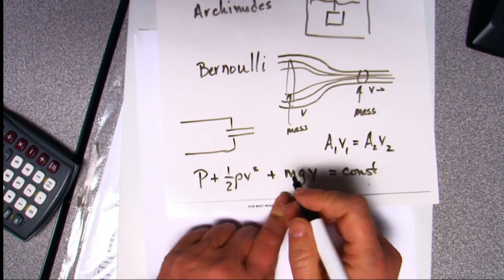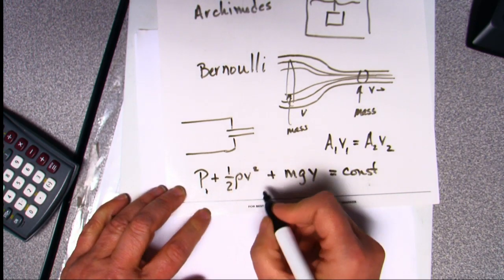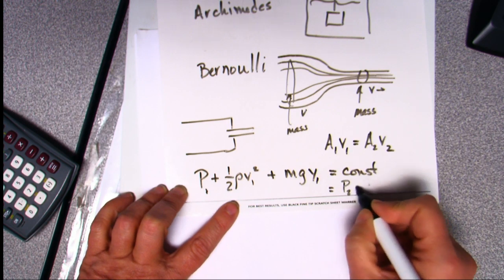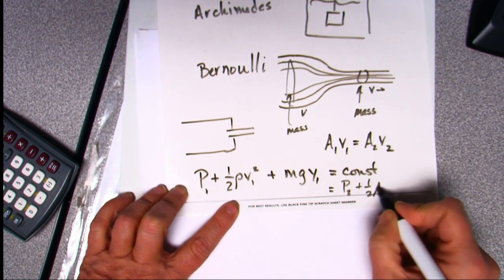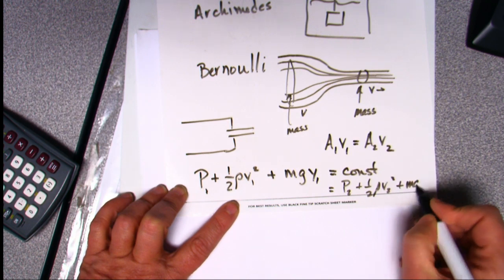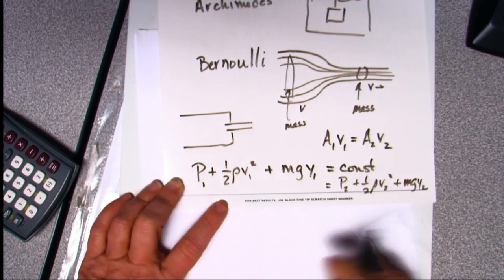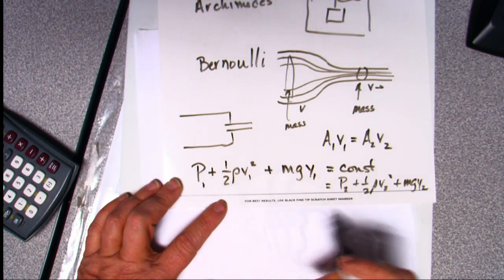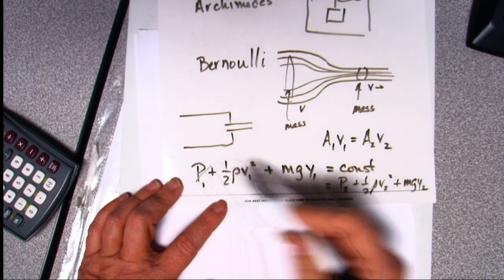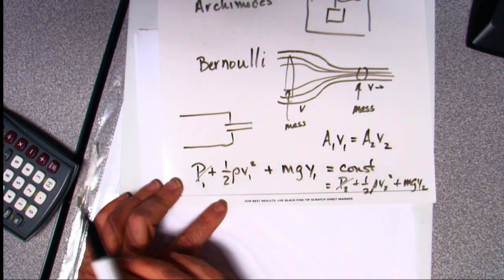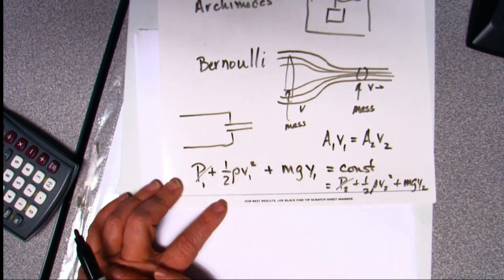Now this means that if I have pressure 1, plus 1/2 density velocity 1 squared, plus mgy1, I can set it equal to pressure 2 plus 1/2 density velocity 2 squared plus mgy2. And what we end up doing all the time when we use this equation is we cancel things out. If I'm at constant pressure, guess what? I can cancel out pressure. If I'm at constant height, I can cancel out height. I only have to worry about the various pieces to get there.